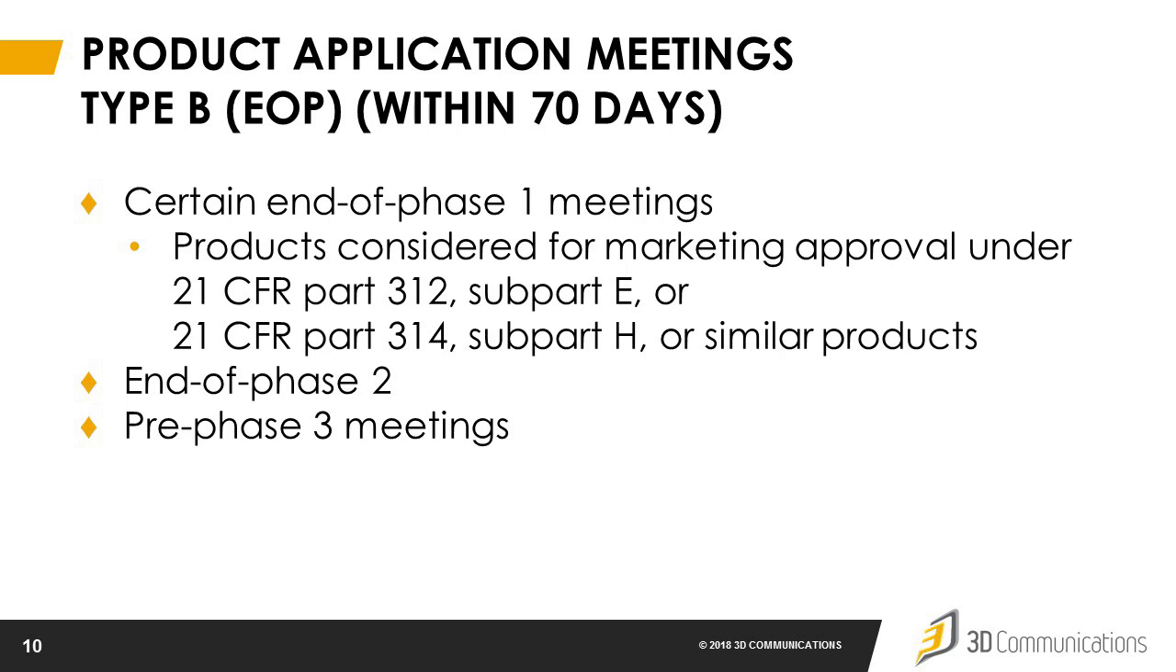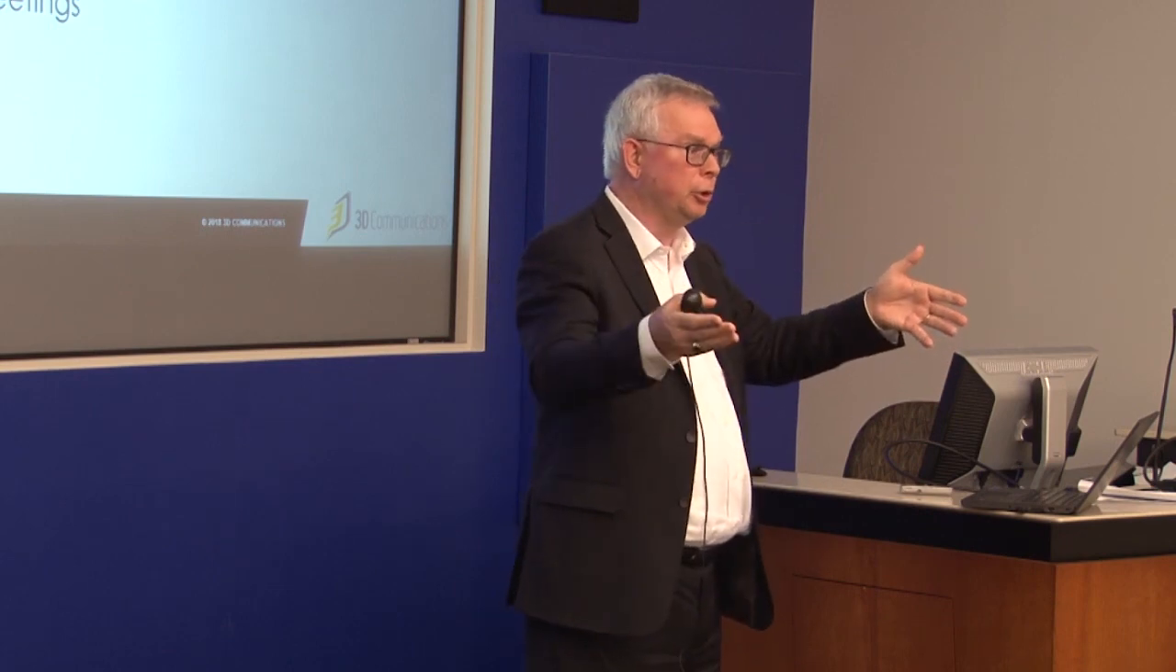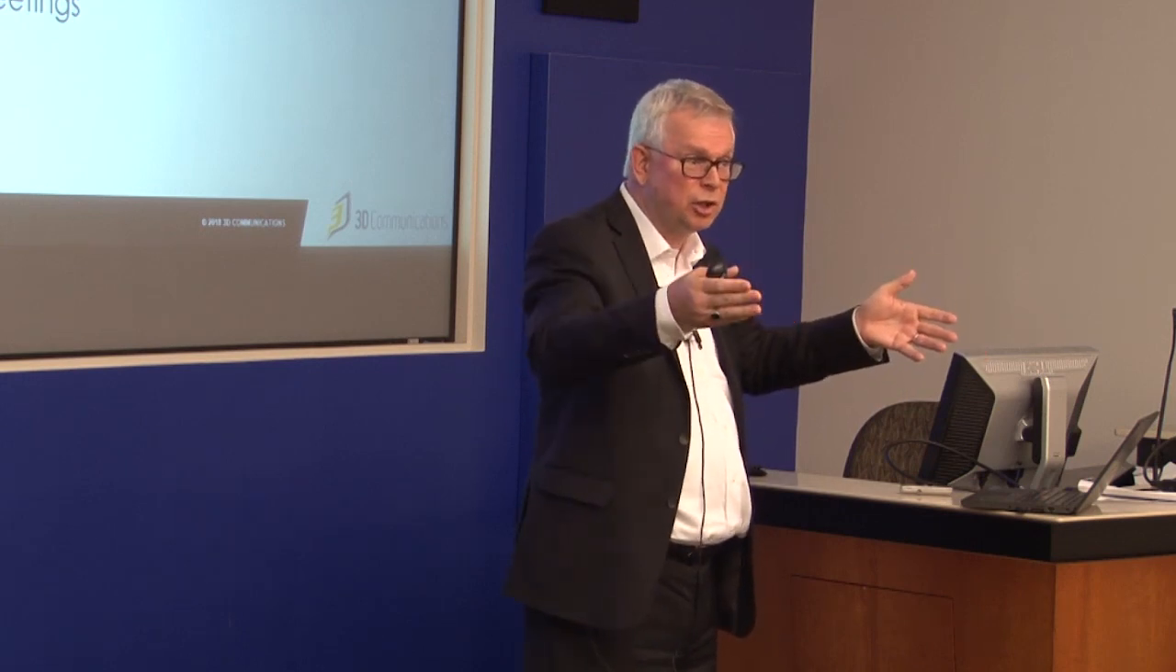Type B end of phase, well, as the term already says, is end of phase meetings. So usually it's end of phase 1, 2, or 3, or pre-phase 2, 3 meetings. Those are the meetings that you have with them to discuss what the data is and the further development. So after phase 1, you're going to discuss what your phase 2 is going to be based on your phase 1 data. After your phase 2, you're going to discuss basically what your phase 3 is going to be.